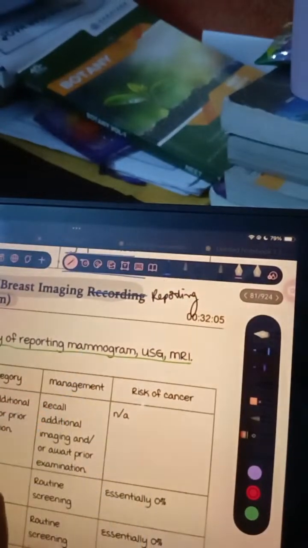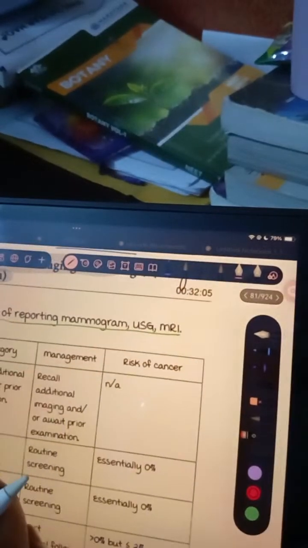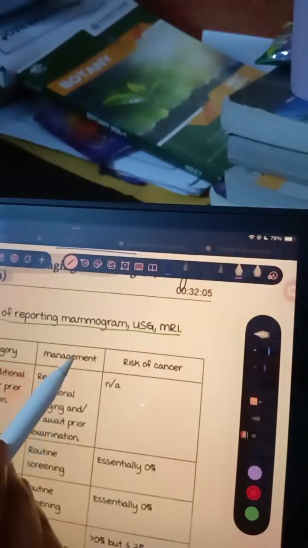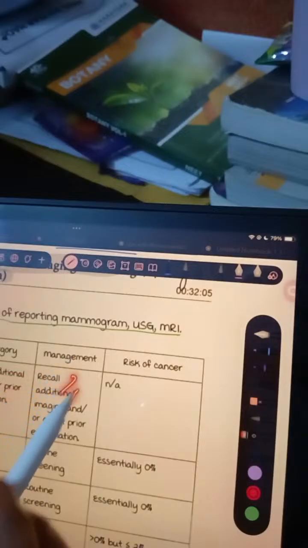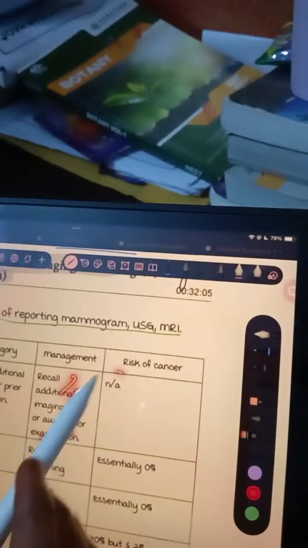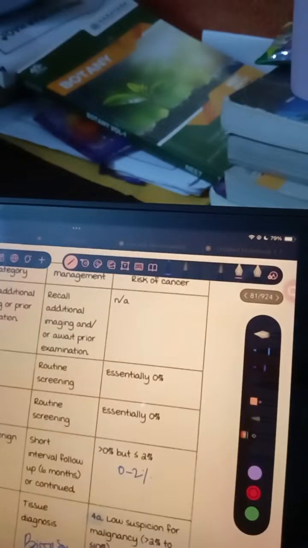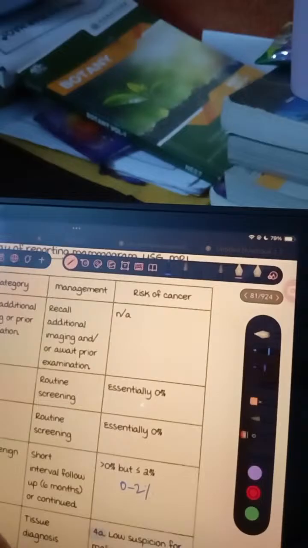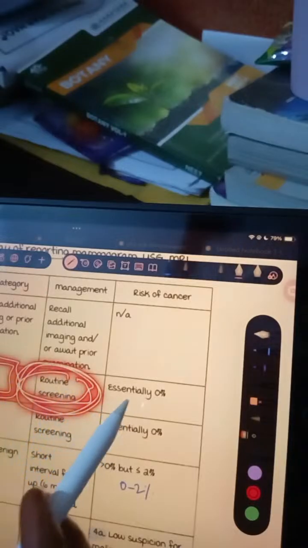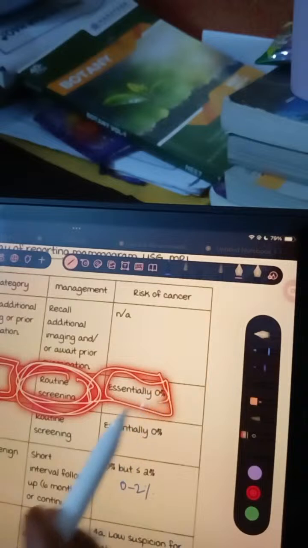Category 0 is incomplete investigation. If you have done mammo in a 25 year old female, it may be considered as incomplete investigation. Here we need additional imaging or prior examination. For management, we record additional imaging, or prior examination not available. BIRADS score 1 comes in the negative category. We have to do routine screening every year and essentially 0% of cancer.